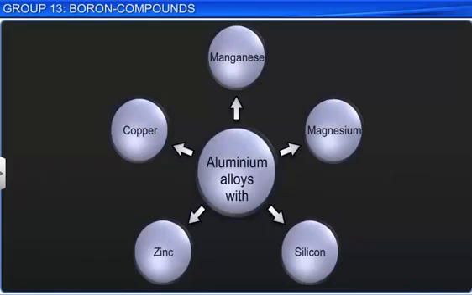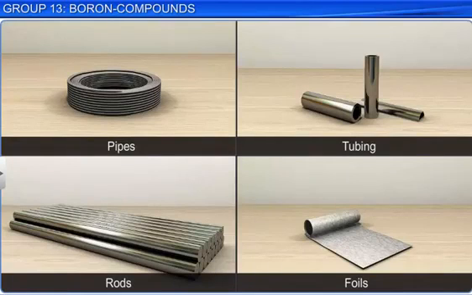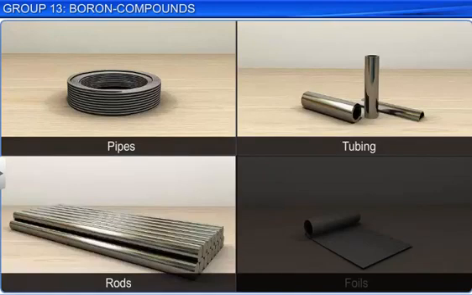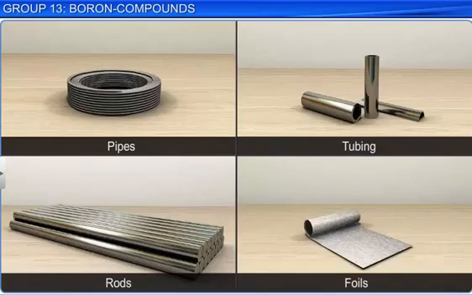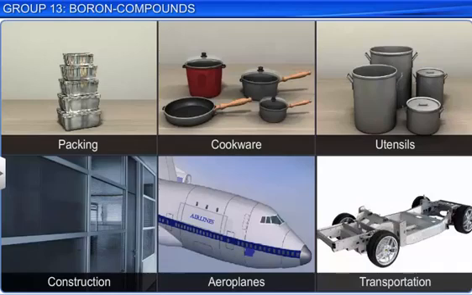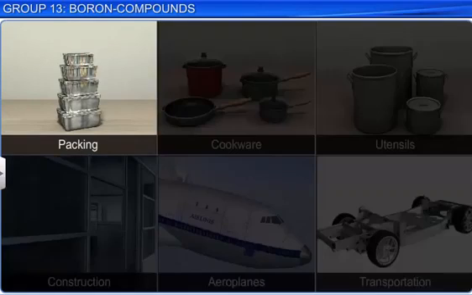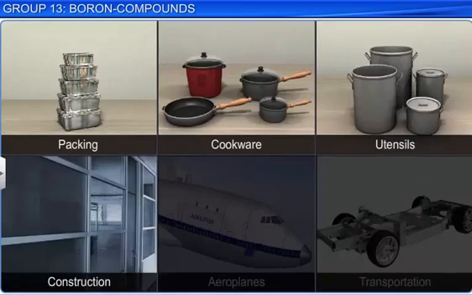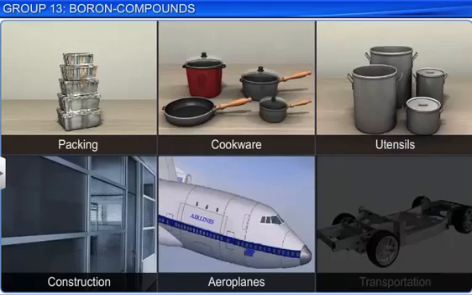Aluminium forms a number of alloys with various elements, including copper, manganese, magnesium, silicon, and zinc. Aluminium and its alloys are readily shaped into pipes, tubing, rods, wires, or foils. Hence, aluminium and its alloys are widely used in packing, cookware, utensil making, construction, aeroplanes, and the transportation industry.